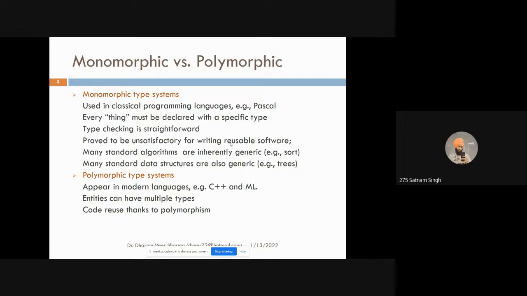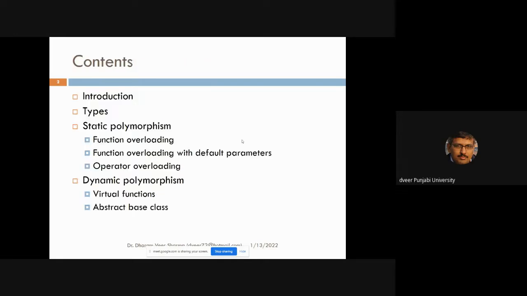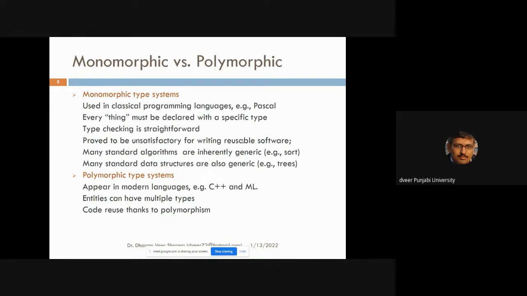Yes, sir. Okay. So today we'll discuss polymorphism. The main topics are introduction to it, types of polymorphism like static and dynamic, and how do we implement these two? What are the different methods? So first of all, what are monomorphic and polymorphic? Monomorphic means which has only one type.